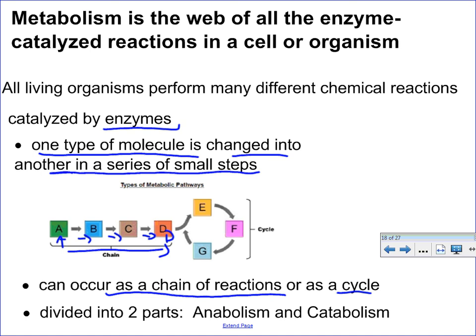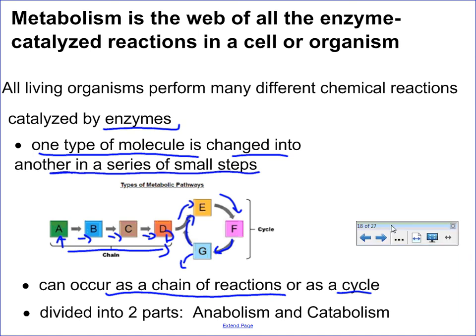When we talk about these reactions occurring in a cycle, this is where you can have product D turned into E, which gets turned into molecule F, which then gets turned into G. But G is then fed back into the cycle, so G can be used for other types of reactions or used as a product, but G is also used along with D to create that first part of the series of reactions. So you end up with a cycle of reactions occurring.